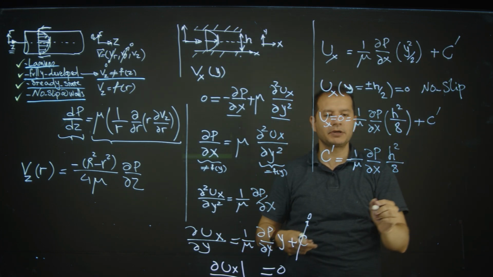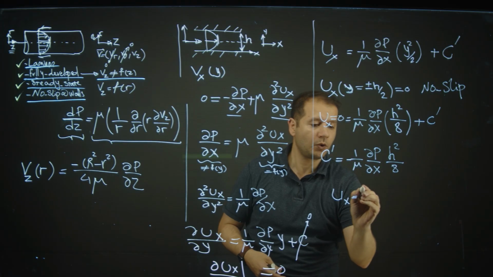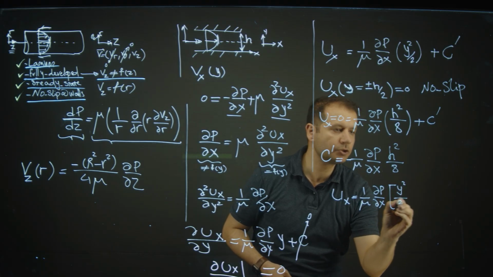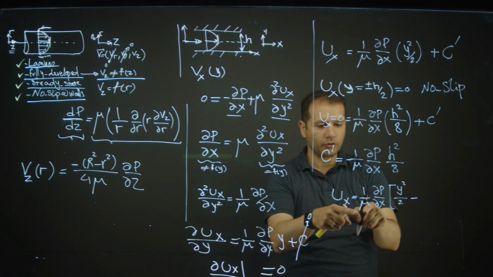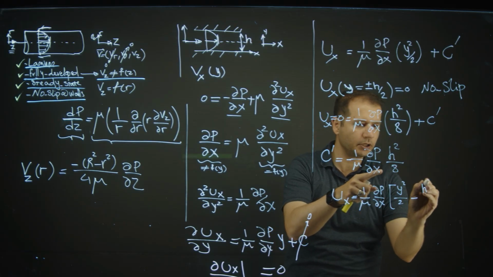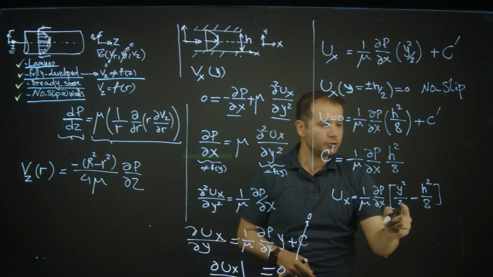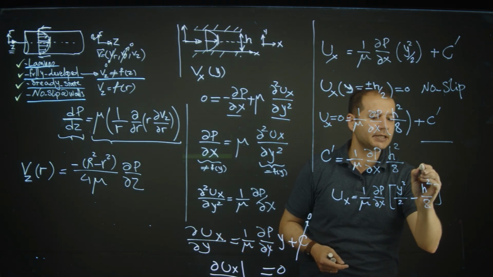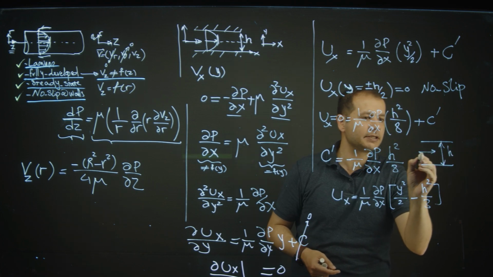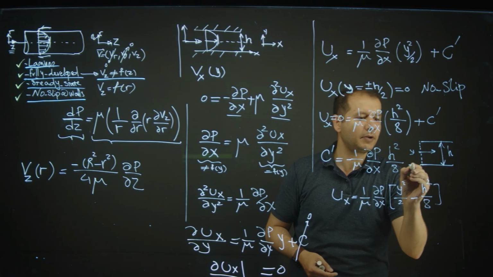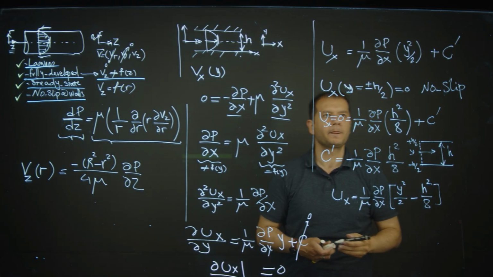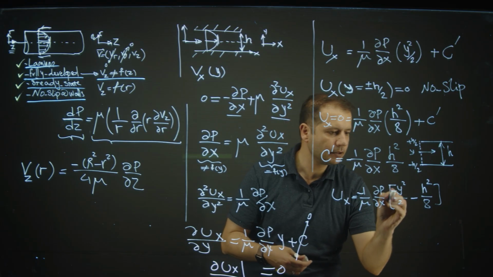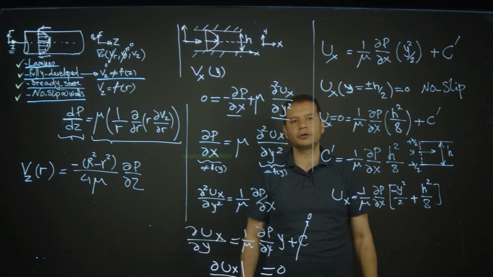And now I get back to this formula and write my ux to be 1 over mu dp/dx, and then I have y squared over 2 plus c prime, which is minus 1 over viscosity, dp/dx taken, h squared over 8. So I put it this way. Now I can put the common denominator, but I need to make sure that the gap is h, my y-axis is here, and the channel goes from minus h/2 to plus h/2. And that's exactly what we did. So you can do it this way, or bring minus here and plus here, and that would be your ux.